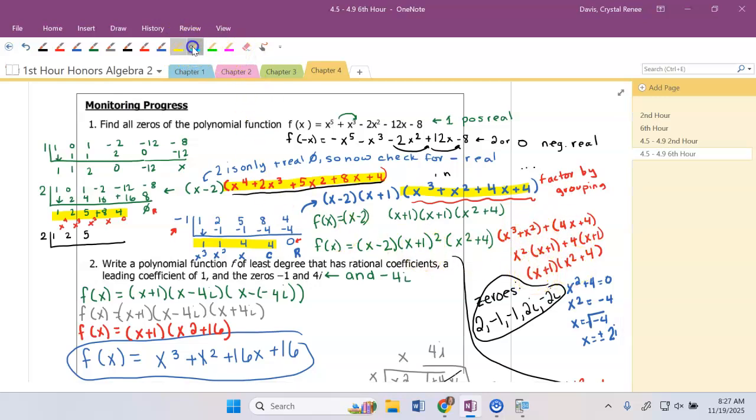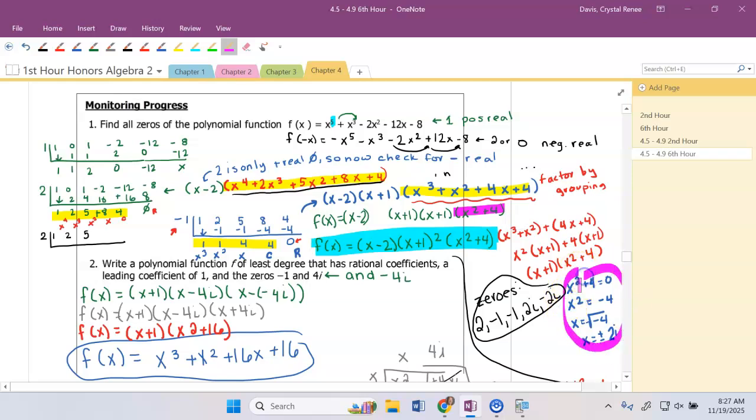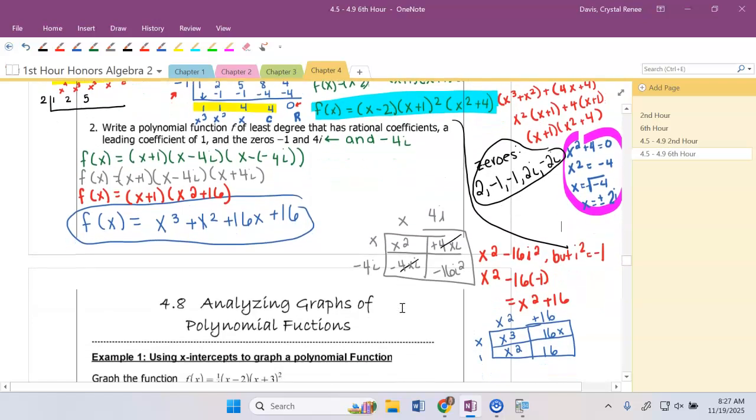So in fully factored form, guys, this is my function in fully factored form. And then I do have 5 zeros. Now notice my -1 has a multiplicity of 2, because it's squared. So when I list that, I have to list my -1 twice. So my zeros are 2, -1, -1, 2i, and -2i. My two imaginary solutions, guys, come from this, and my work for that is down here. And then here is the solution to number 2.